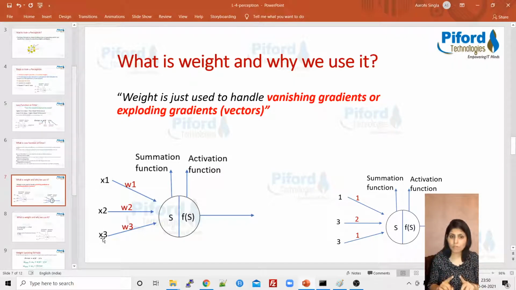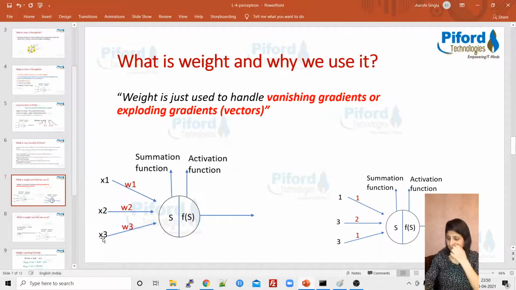We are using weights because we want to avoid the problem of vanishing gradient and exploding gradient. Why do we want to avoid the problem of vanishing gradient and exploding gradient? Because in both scenarios, your algorithm will take so much time to get trained. So that's why we use weights.